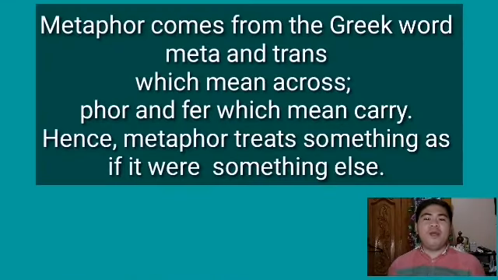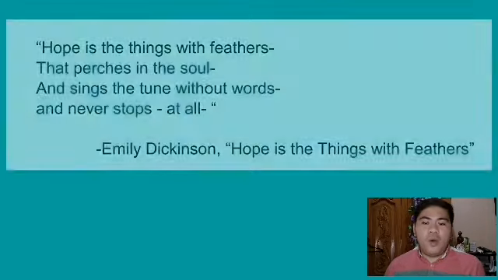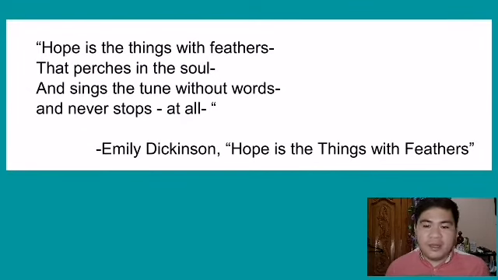Another one is the metaphor. So metaphor comes from the Greek words meta and trans, which mean across, and phor and fer, which mean carry. So carry across. So metaphor treats something as if it were something else. It is a means of comparing things that are essentially unlike. The comparison, however, is implied, unlike simile, that is, the figurative term is substituted for or identified with the literal term. Okay, here's another example. Hope is the thing with feathers that perches in the soul and sings the tune without the words and never stops at all. Again, that is an excerpt from Hope is the Thing with Feathers by Emily Dickinson.